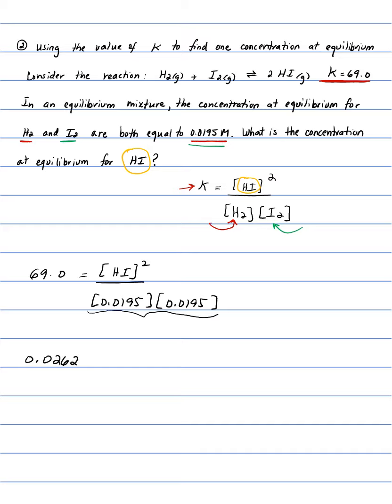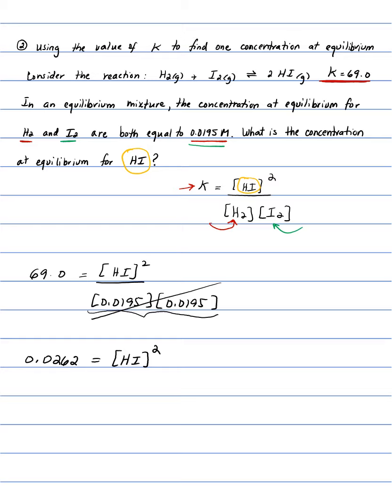When I do that, I get 0.0262. That's equal to HI squared. So 0.0262 is coming from the multiplication of 0.0195 times 0.0195, and that number times 69. Okay? So I'm getting rid of this part here by multiplying that on both sides, and I get 0.0262.